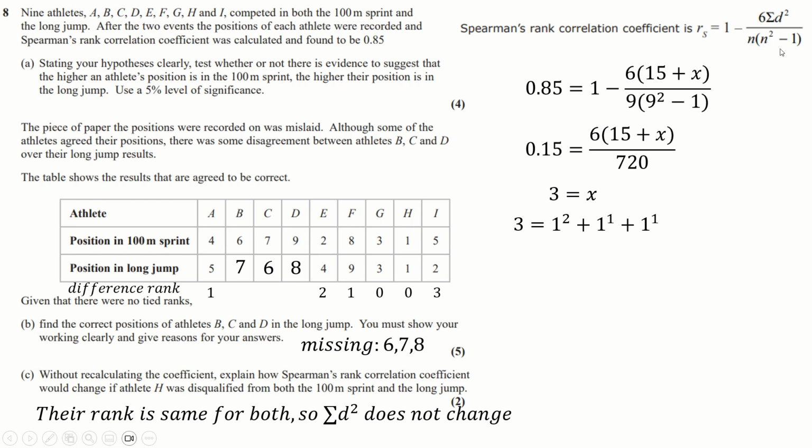Now, if n decreases, that means this fraction gets bigger, because when you divide by a smaller number, you get bigger. So this fraction here becomes bigger. 1 minus a bigger number is smaller, and therefore the correlation coefficient will go down. So a decrease in n will reduce the correlation coefficient. And so therefore, the Spearman's rank coefficient would decrease according to all of this. I think that's the whole paper.